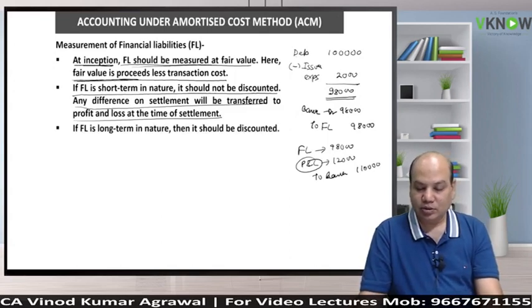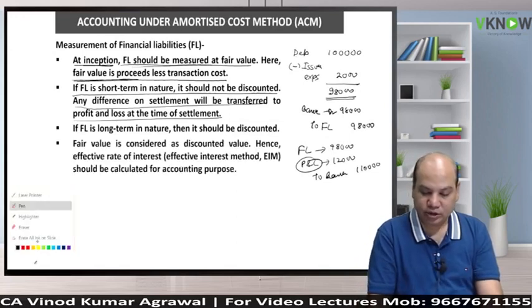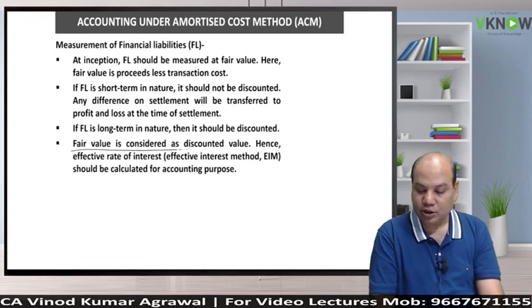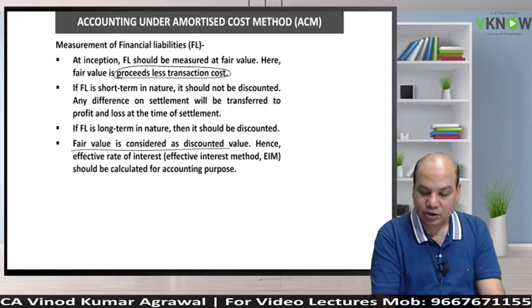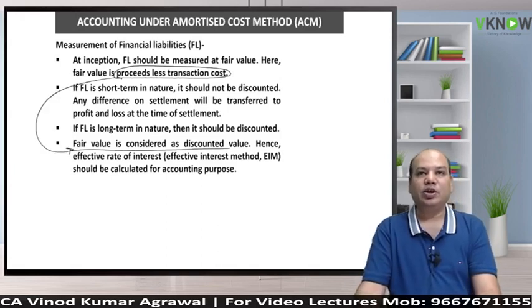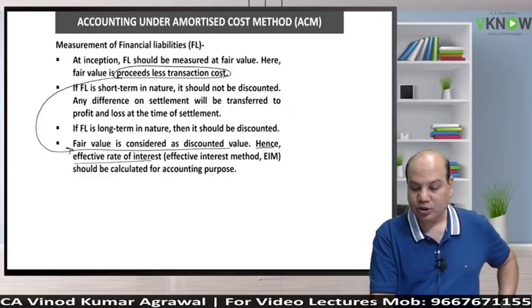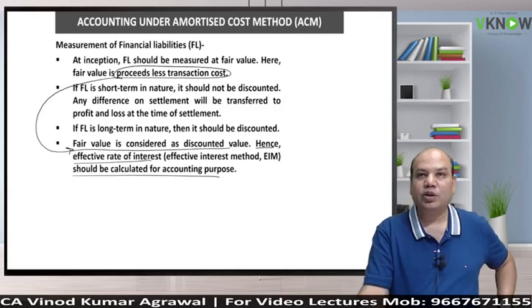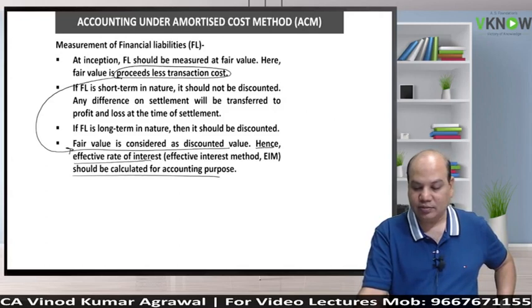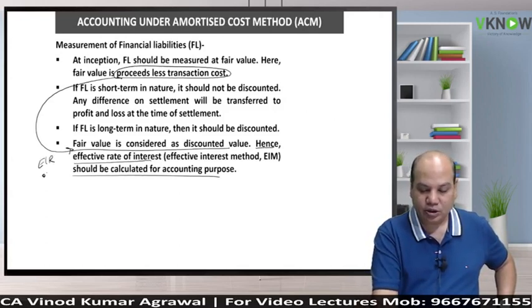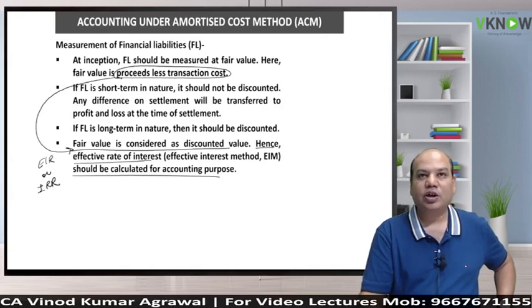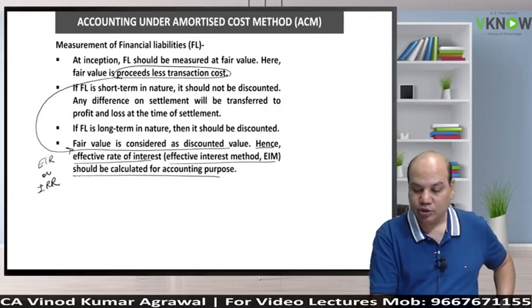So simple. If it is long term in nature, then it is discounted. Usually we will assume that proceed less transaction cost is the fair value of a liability. But then how do we do the subsequent accounting? The subsequent accounting will be done by computing what is called effective interest rate, EIR. Effective interest rate, or in your language IRR, internal rate of return, same thing. So subsequent accounting will be done by using effective interest rate method.